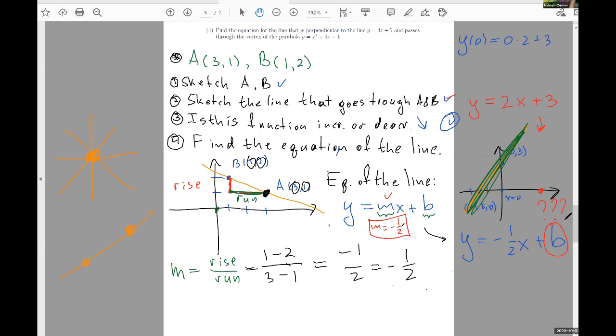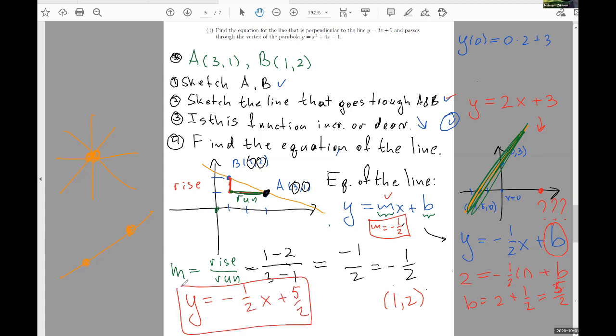Yes, so we know 2 points. Let's take point 1, 2. So my output is 2, and my input is 1. When I plug in this point, I can see that b is equal to 2 plus 1/2, so it's equal to 5 over 2, because 2 is just 4 over 2, and 1 over 2 plus 4 over 2 is 5 over 2. Okay, good. So the final equation of the line is y is equal to negative 1 over 2 x plus 5 over 2. Please let me know if you have any questions.